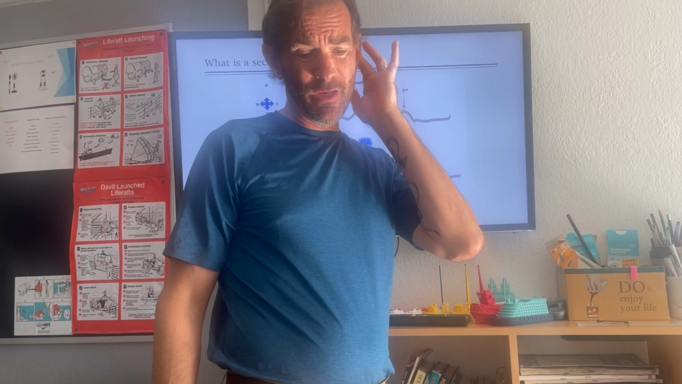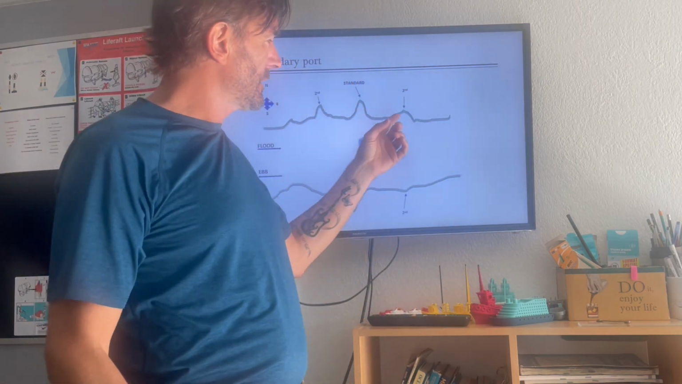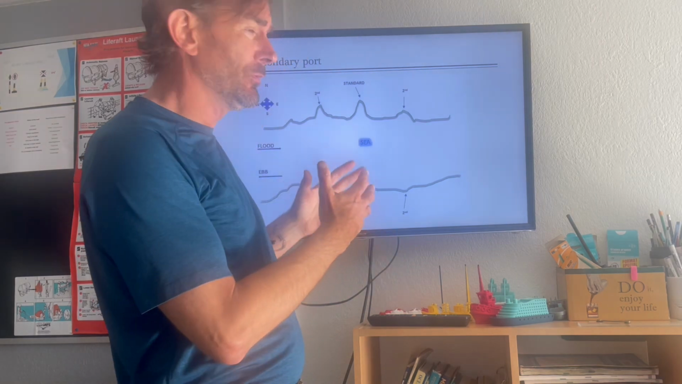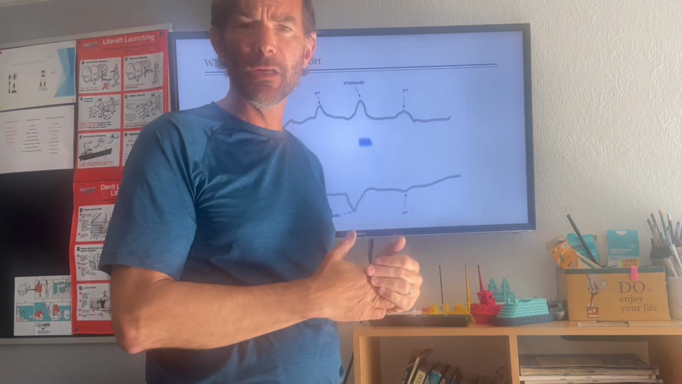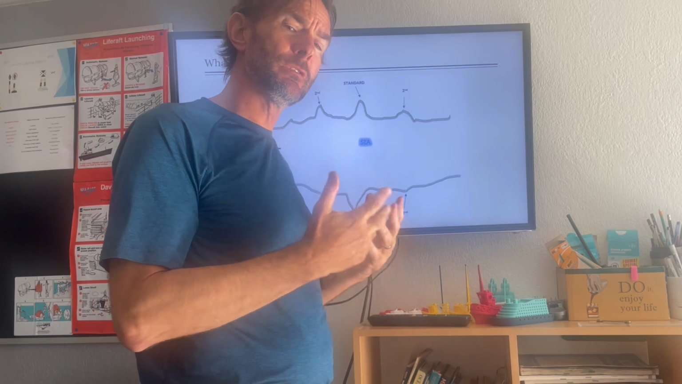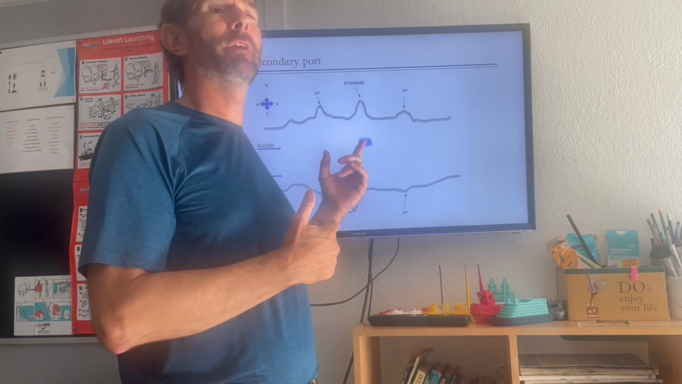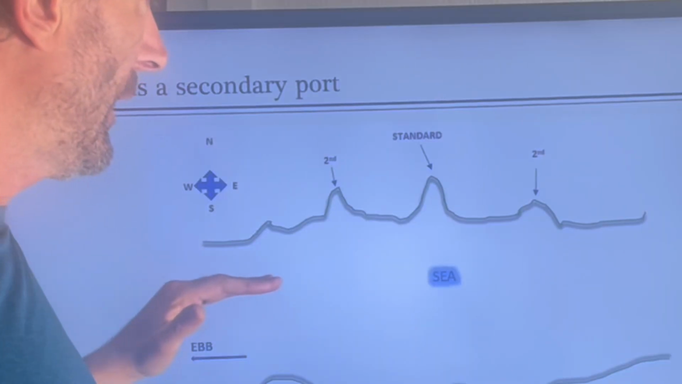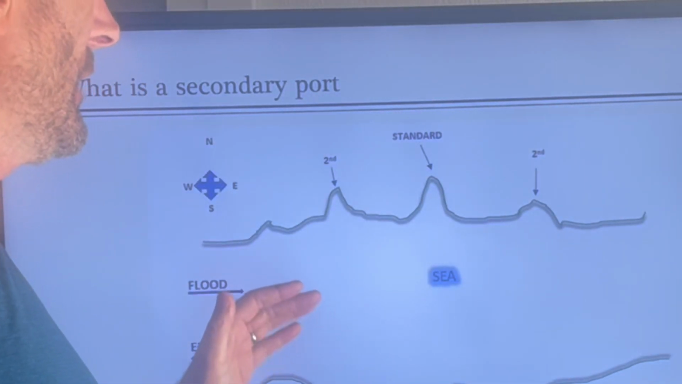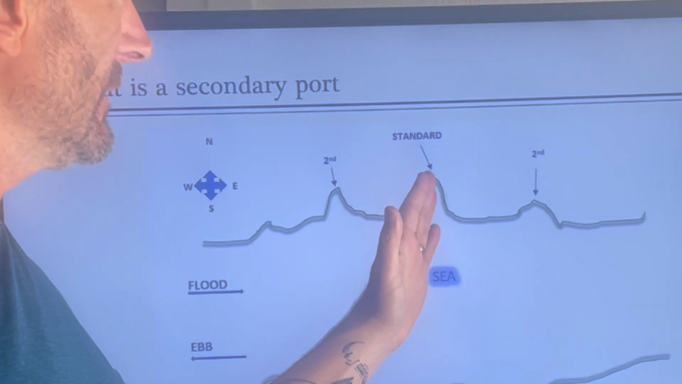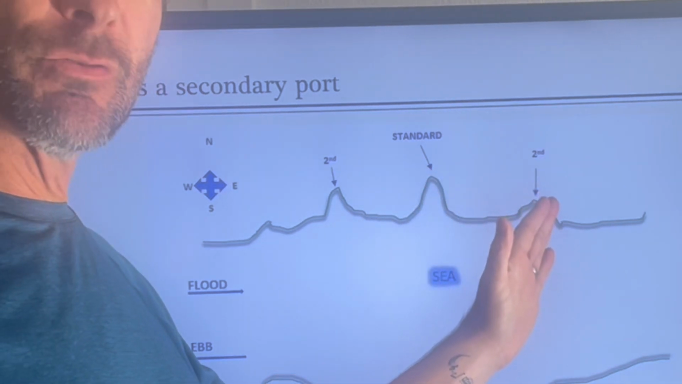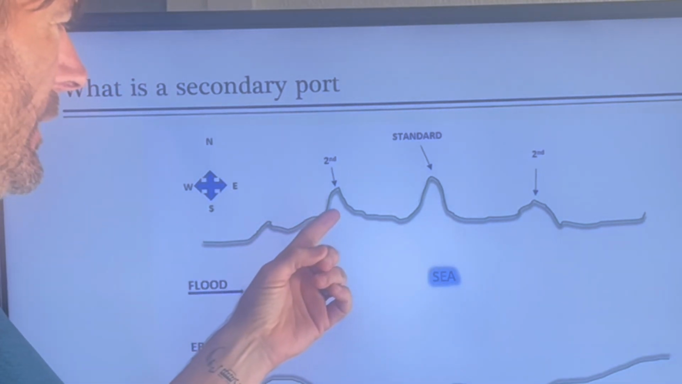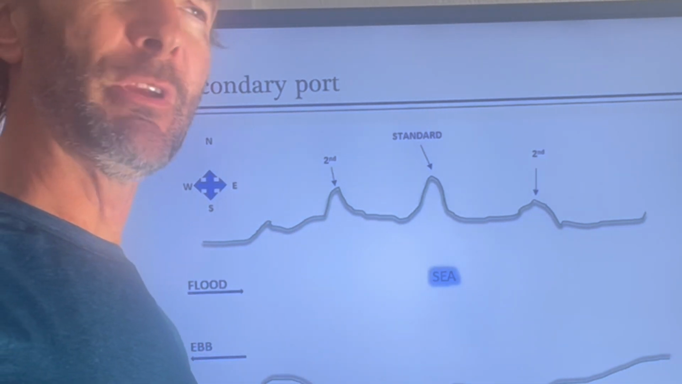So we assume that the water's going to move in and out of the smaller ports near the standard ports in pretty much the same way as it does in the standard port. So we use the standard port's tidal curve, and we can think about it logically when we look at the flood tide here, that the high water, if it reaches the standard port, it would reach the secondary ports upstream a bit later, and it would arrive at the secondary ports downstream a little bit earlier.